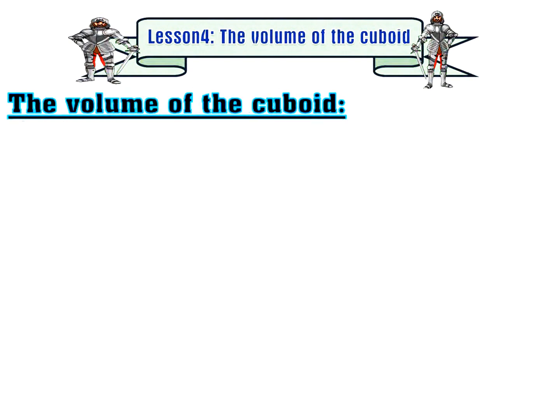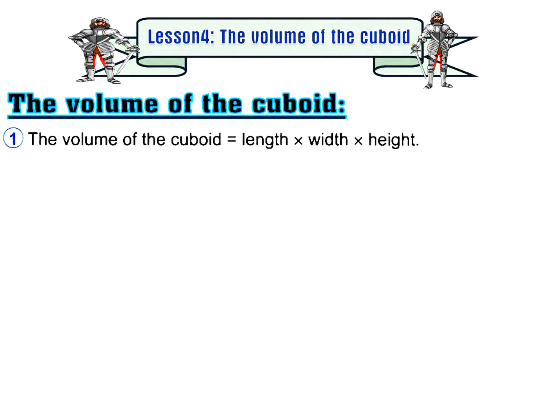The volume of the cuboid equals the product of length times width times height. As we know, any cuboid has 3 dimensions. The 3 dimensions are not equal in length, so the product of the 3 dimensions equals the volume of this cuboid. So we can write it V equals L times W times H, where V means the volume of the cuboid, L is length, W is width, and H is height.